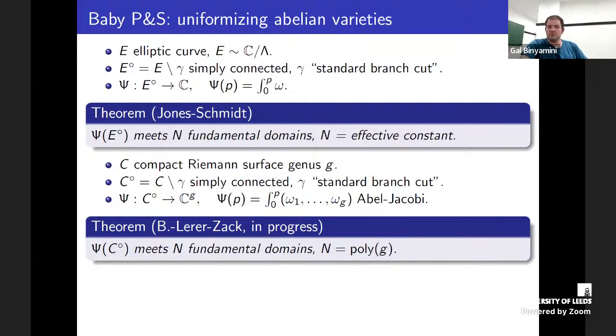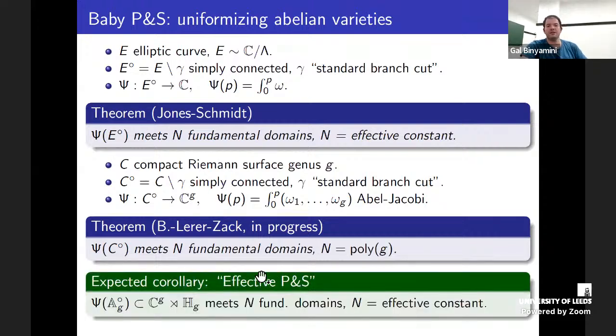And the upshot of this, one of the implications of this should be that we get an effective Peterzil-Starchenko result, where now you can repeat this construction that I did here for all of the curves at once. So you can look at this abelian scheme of genus g consisting of all of the abelian varieties at once, and look at how many fundamental domains they meet in this big covering space. And again, it will be an effective constant.